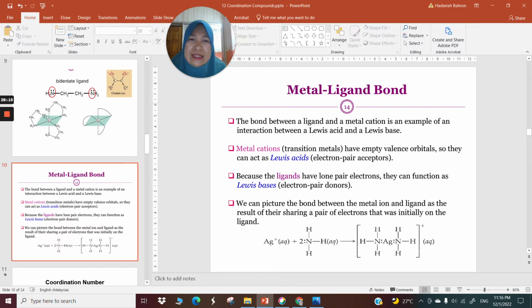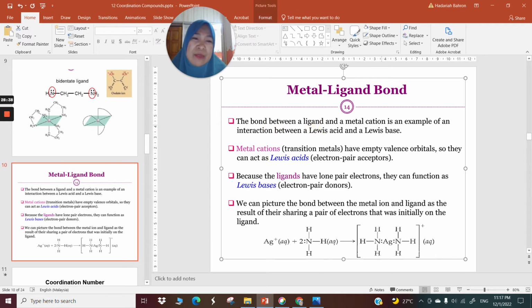Now, what is the nature of the metal to ligand bond? I have explained to you that when a ligand bonds to a metal, the ligand donates its lone pair of electrons to the metal. The metal will accept it. So your metal is your Lewis acid and your ligand is your Lewis base. The bond between a ligand and a metal is an example of interaction between Lewis acid and Lewis base.